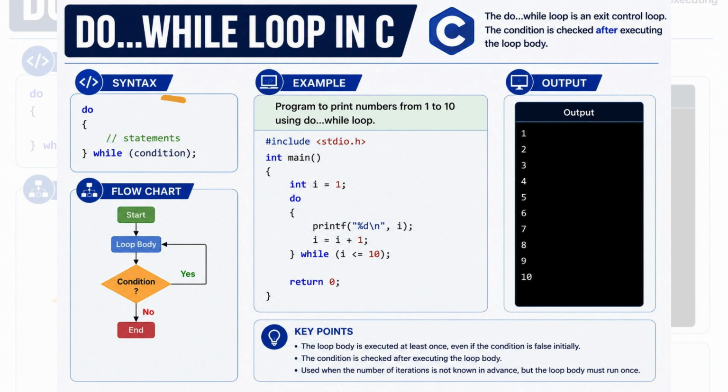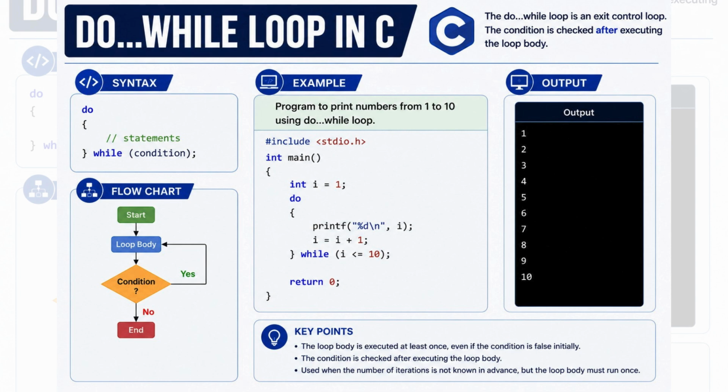The syntax starts with the do keyword followed by the statements inside curly braces. After the loop body executes, the while condition is checked. If the condition is true, the loop repeats. Otherwise, it terminates. Let's understand this with a simple C programming example. Here the variable I is initialized to 1. The loop first prints the value of I, then increments it by 1. After that, the condition I is less than or equal to 10 is evaluated. As long as the condition remains true, the loop continues to execute.